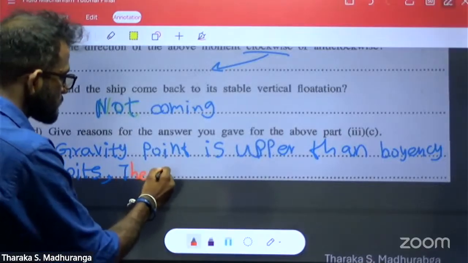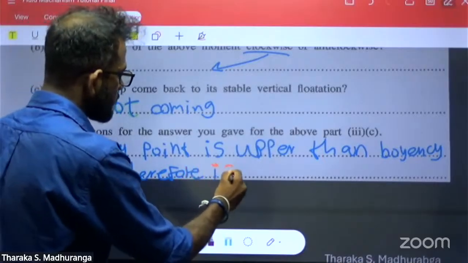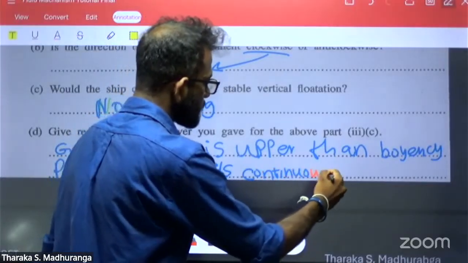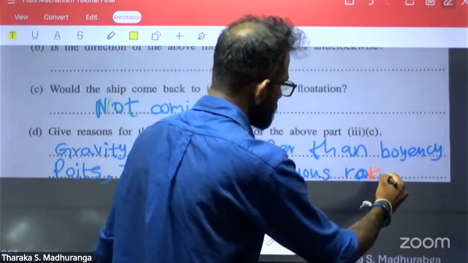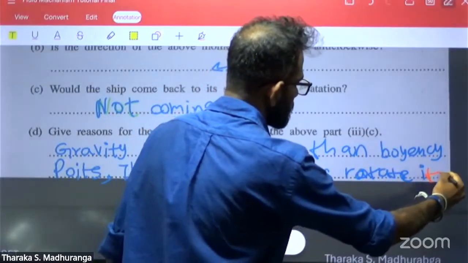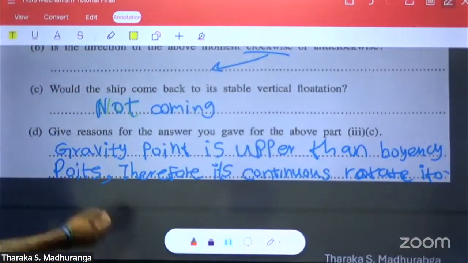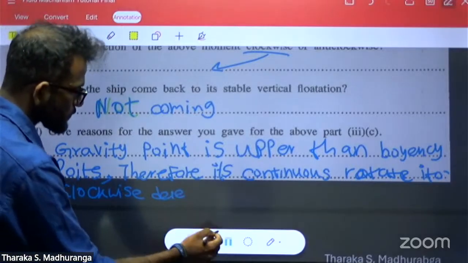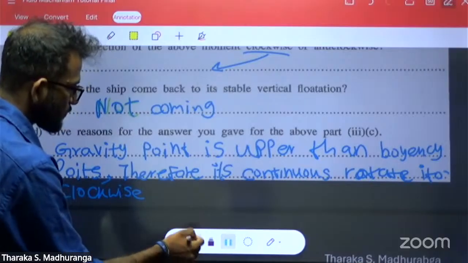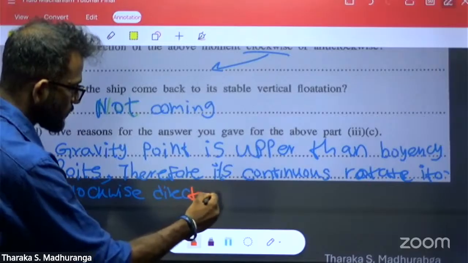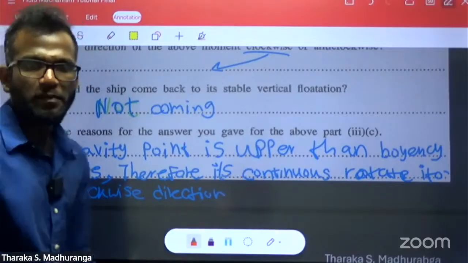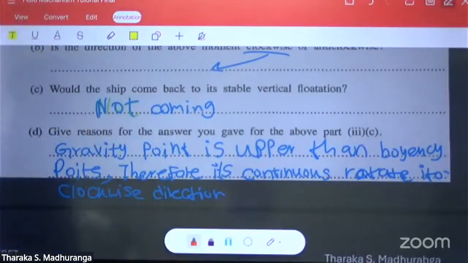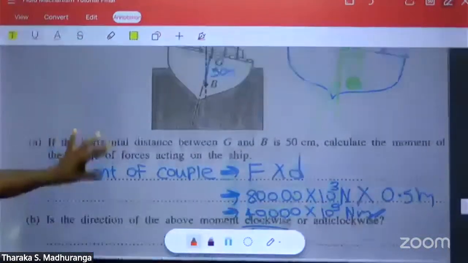Therefore, it continuously rotates in a clockwise direction. Okay, in any way you can explain that the gravity point is higher than the buoyancy point. That's why it does not come back to the stable position.